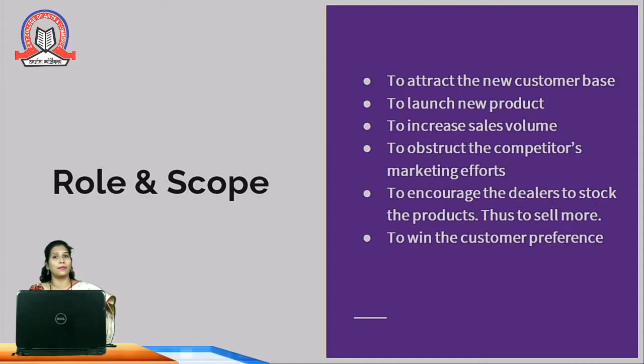To encourage the dealers to stock the products, thus to sell more. Of course, agar dealers aapke products ka stock nahi rakhenge, to wo sell nahi hoga. Aur jab aap koi offers dete ho ya fir sales promotion karte ho, to dealers bhi bahut interest leke aapke products ka stock karte hain aur usko zyada se zyada sell karne ki koshish karte hain. And these sales promotions help them to sell more. And of course, to win the customer preference. Customers bhi usi cheez ko preference dete hain jahan pe unko achha khasa sales promotion dikhe.